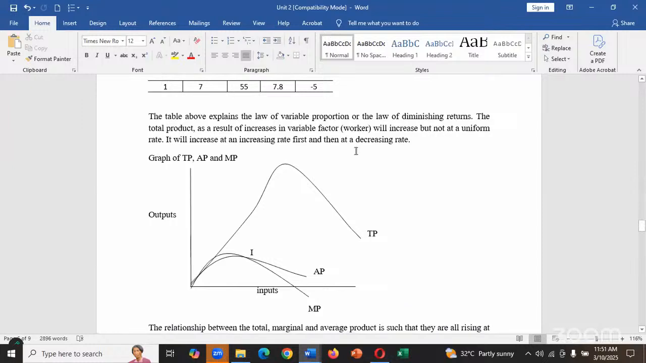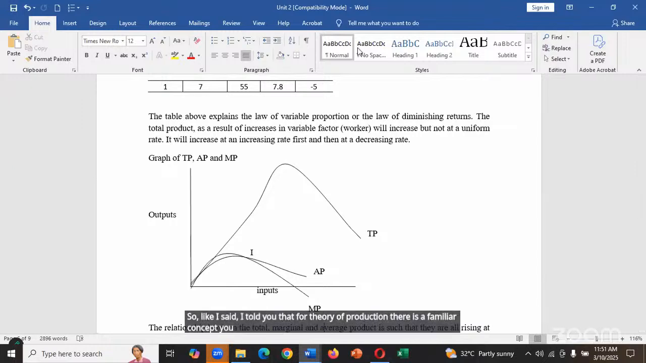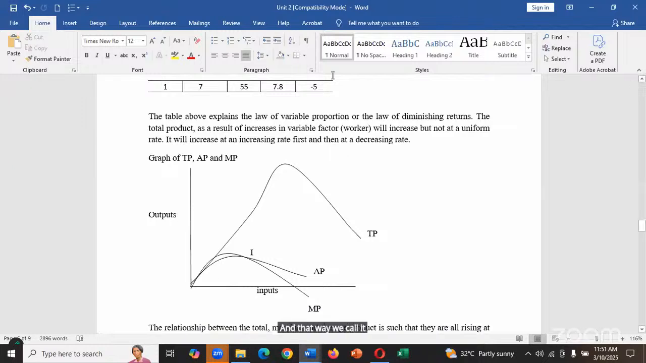So, like I said, I told you that for the theory of production, there is a familiar concept you are used to when we say categories or classification of production, where we have primary, secondary, and tertiary. But at that point, I told you that there is still another way we usually describe it.